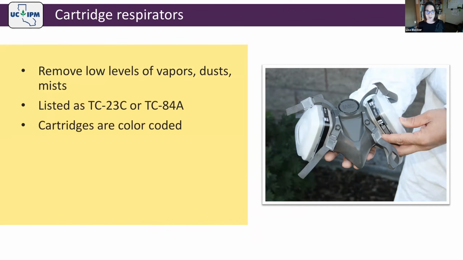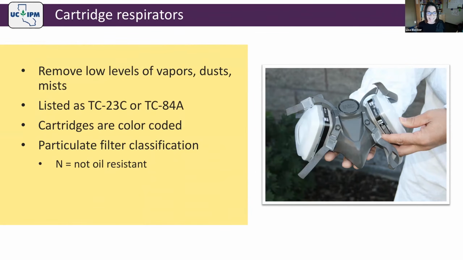So all cartridges are color coded according to the type of vapor or gas that it filters out. And then they have a particulate pre-filter, and those are classified exactly the same way that a dust mist mask or a filtering face piece is classified. So N, R, or P also will tell you a 95, 99, or 100.